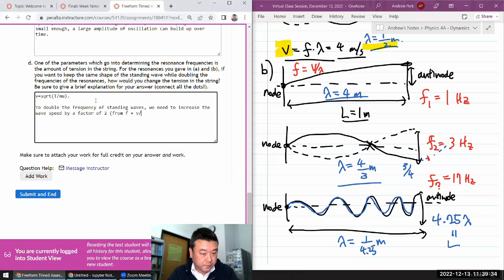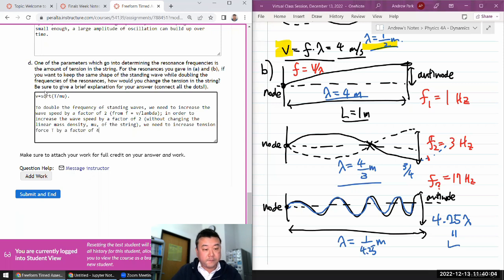To double the frequency of the standing waves, we need to increase the wave speed by a factor of 2, from 3 over lambda. In order to increase the wave speed by a factor of 2 without changing the linear mass density mu of the string, we need to increase tension force T by a factor of 4, so that after taking the square root, it'll have increased the wave speed by a factor of 2.